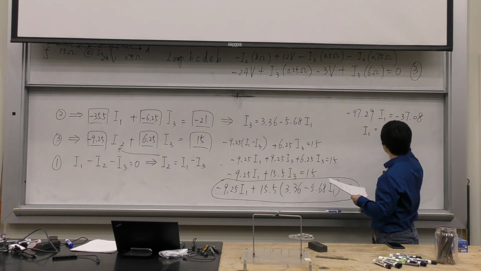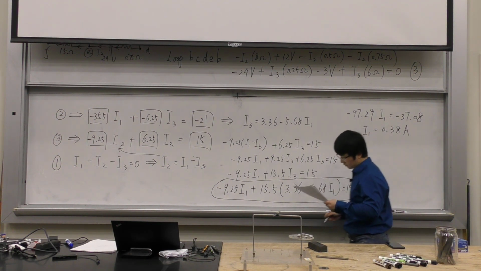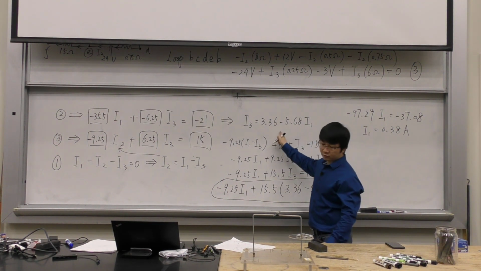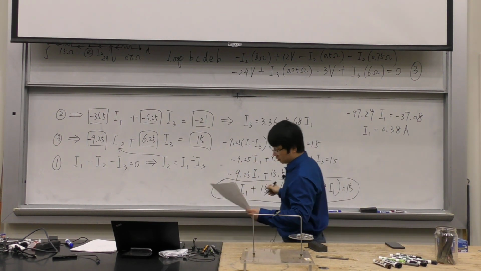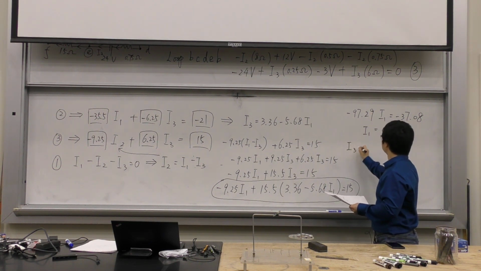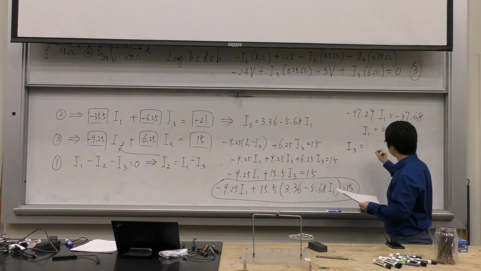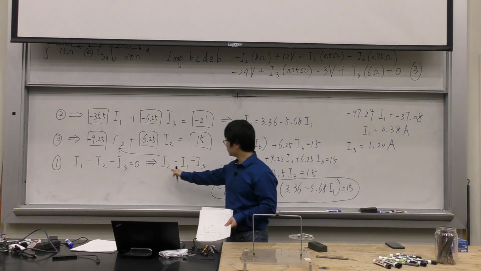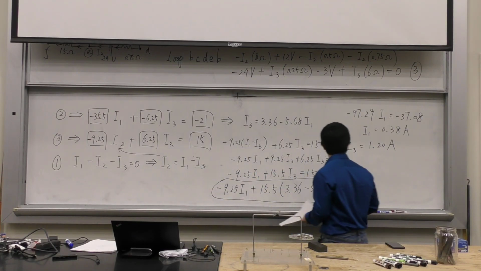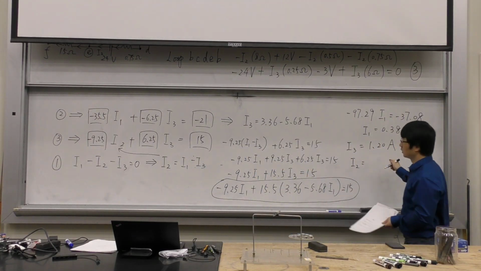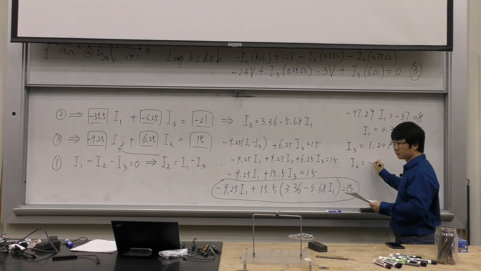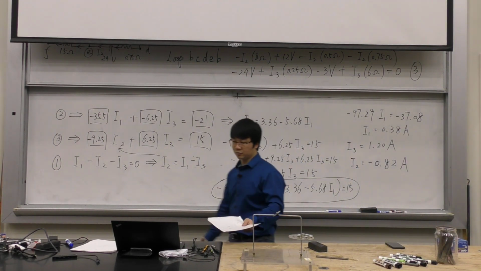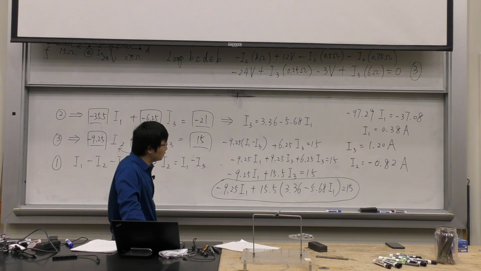I1 equals 0.38 amps. Now once you find I1, you can go back and use this equation to find I3. So you plug this number in, you get 1.20 amps. Now you can go back and use this equation, I2 equals I1 minus I3. So I2 equals I1 minus I3, you get negative 0.82 amps.